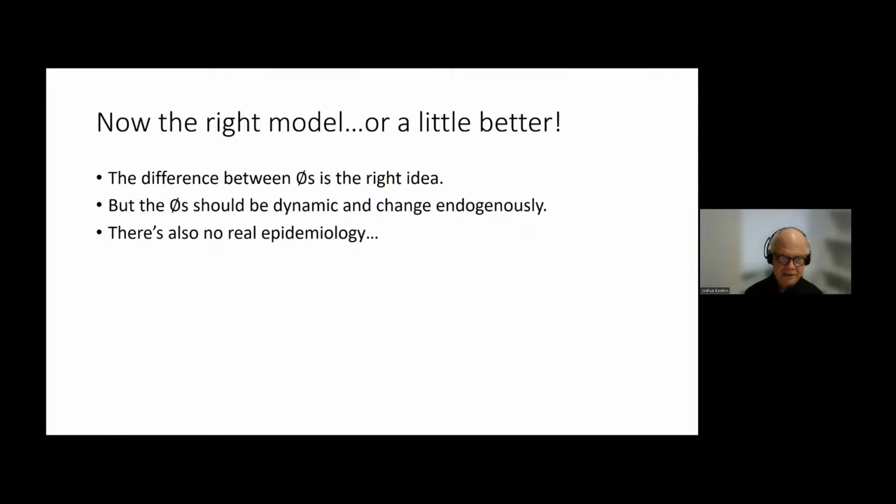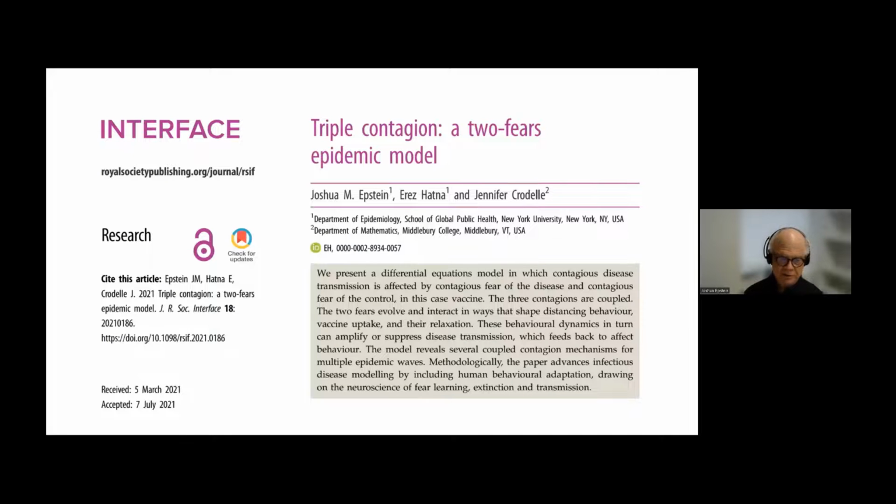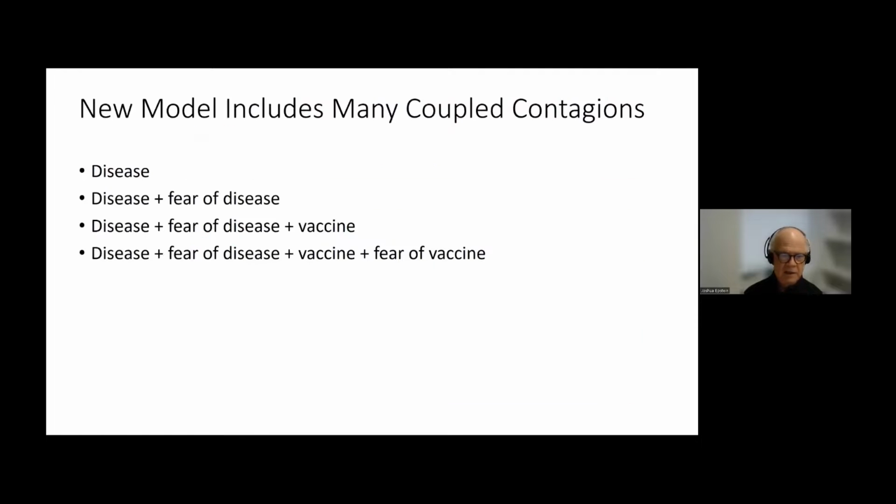So let's fix it. And this is what we tried to do in this paper in the Royal Society. The new model includes many coupled contagions. There's the disease itself, which we just run as a sanity test, or debugging really. Then disease plus fear of the disease, like the previous model. Then there's disease plus fear of the disease and vaccination. And there's disease, fear of the disease and vaccination and fear of vaccine.